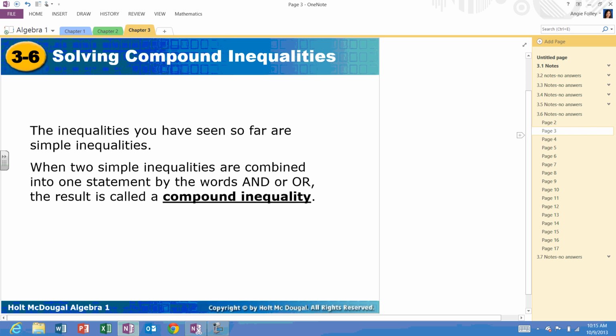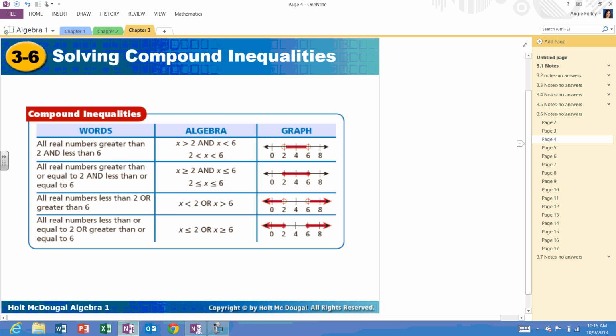Okay, so the inequalities that we've seen so far are simple inequalities. When two simple inequalities are combined into one statement by the words and or or, the result is called a compound inequality. So for example, here's a compound inequality. X is greater than 2 and x is less than 6. And the way that we write it merged together is that x is greater than 2 and less than 6.